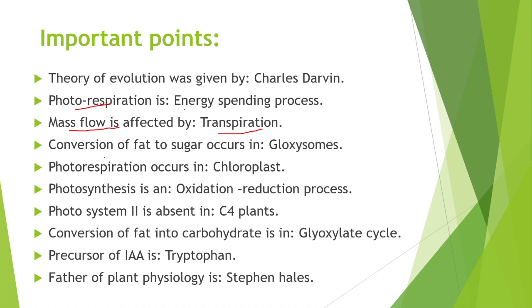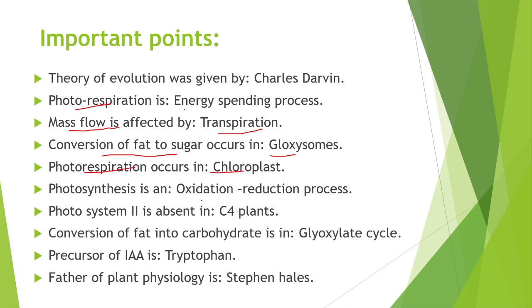The conversion of fat to sugar occurs in glyoxysomes. These glyoxysomes are the peroxisomes. Next point is the photorespiration occurs in chloroplast of the cell. This chloroplast is present in a plant cell which contains chlorophyll.